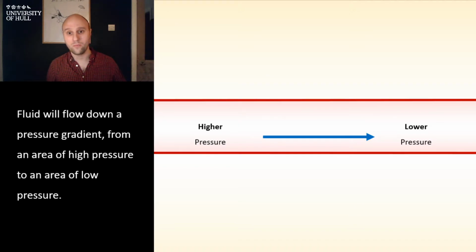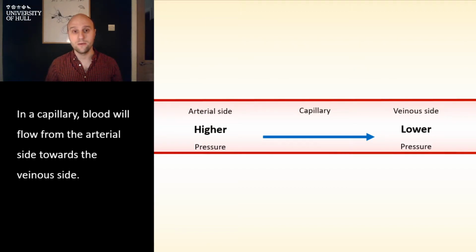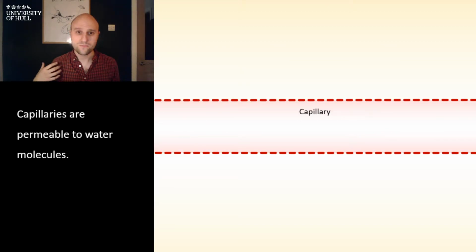Now, to recap, you may already be aware that fluid will move from an area of high pressure to an area of low pressure. And if we think in terms of our blood vessels, or more specifically our capillaries, the blood will move from an area of high pressure on the arterial side of the capillary towards the area of low pressure on the venous side of the blood vessel. So the blood will flow through from the arterial towards the venous end of the capillary. Now, you may also be aware that capillaries are permeable to water and also other very small solutes that are dissolved within the water. So the capillary itself is a sort of semi-permeable membrane, if you like.